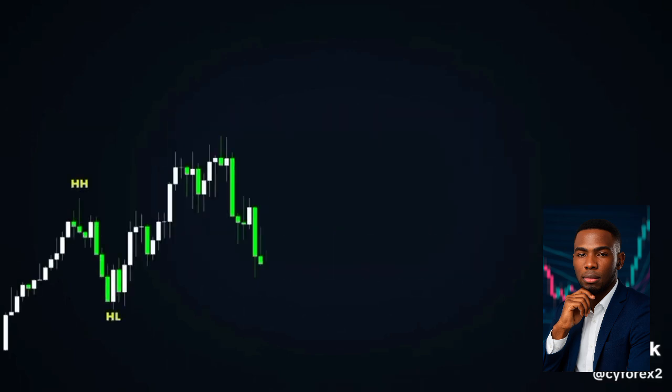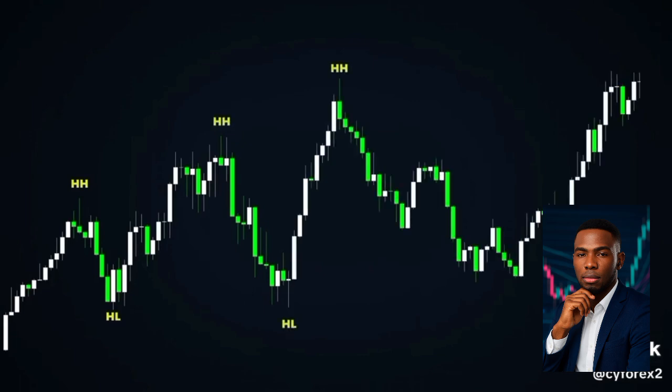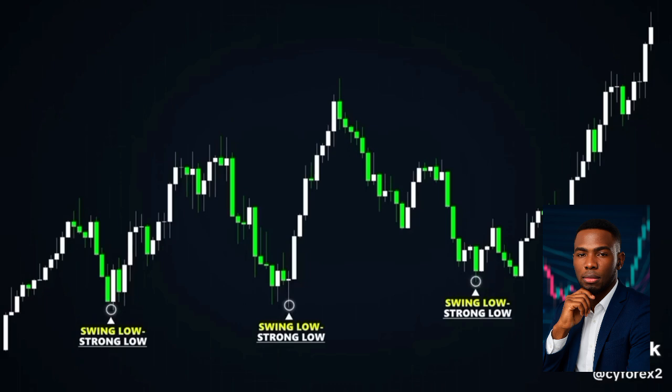First, notice how the market is in a clear uptrend. You can see price making higher highs and higher lows. Every time price pushes up, it pulls back a little, then pushes even higher. That's a strong bullish structure. Now, focus on these pullback points right here. These are what we call strong lows.